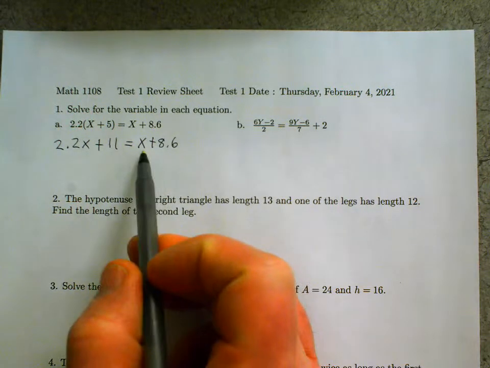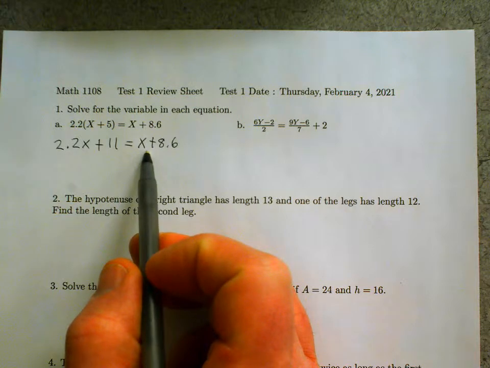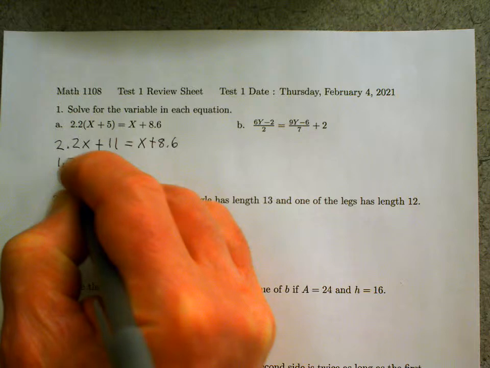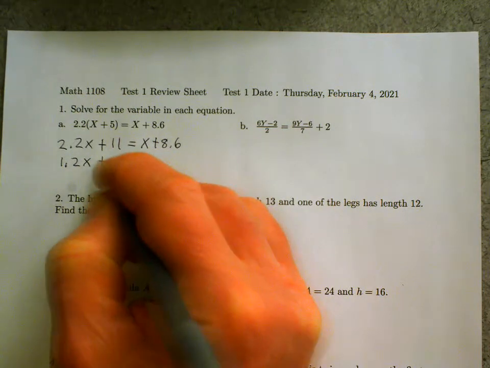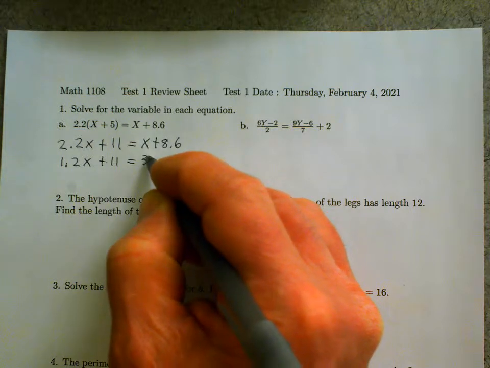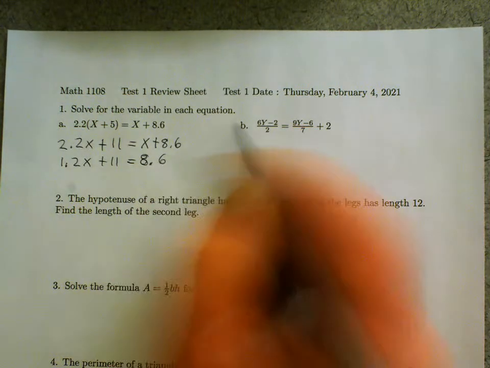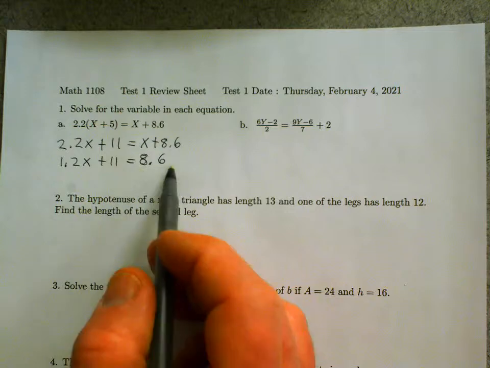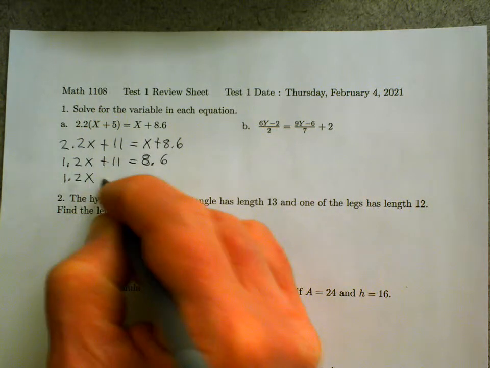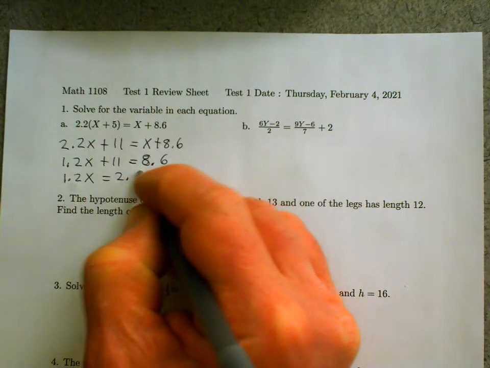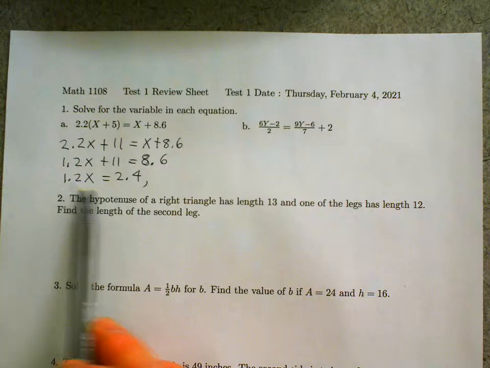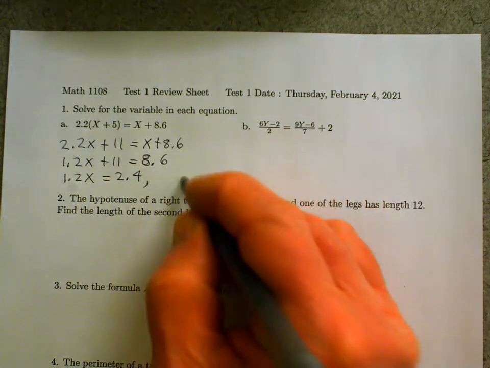We can subtract x from both sides. When we subtract 1x from both sides, we get 1.2x plus 11 equals 8.6. Then subtract 11 from both sides, and we get 1.2x equals 2.4. And when you divide both sides by 1.2, we get x equals 2.